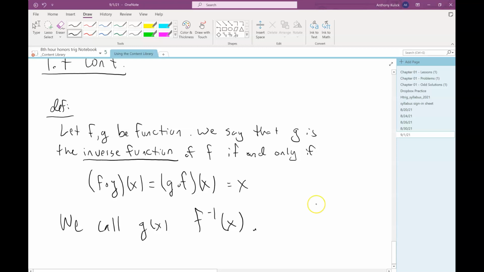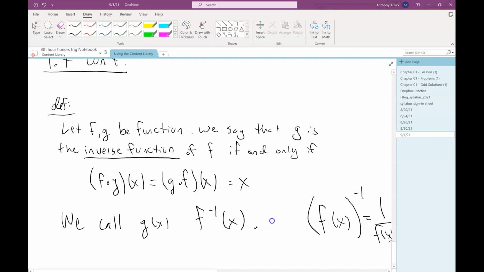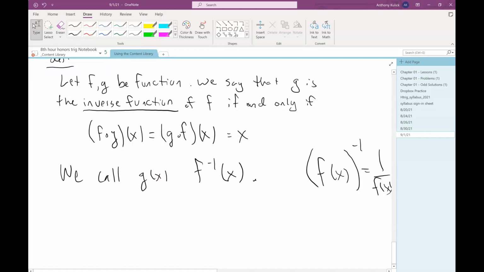If you wanted to write 1 over F of X, you'd write it this way. Just FYI. Again, I want to be clear, we're abusing a little bit of notation here, but that's how the mathematics world does it.